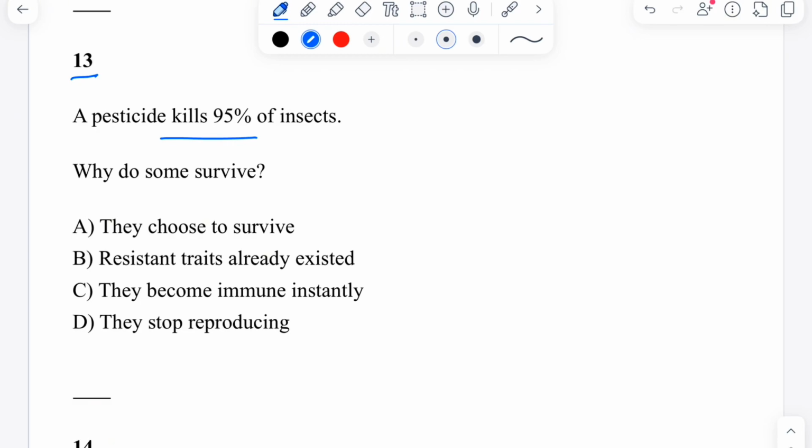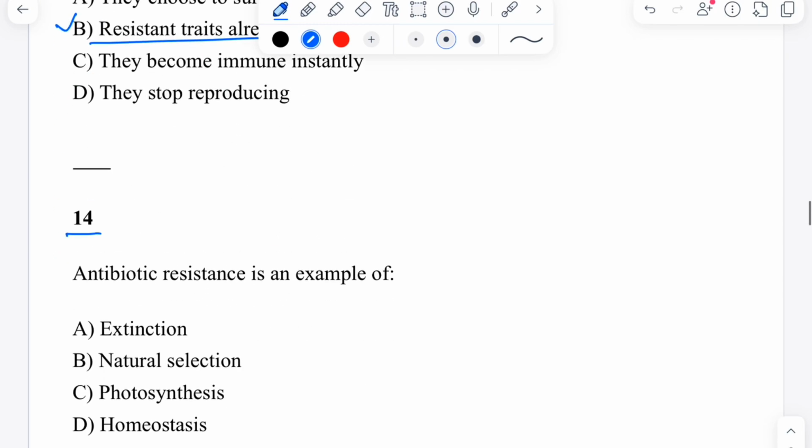Some insects already have genes that make them resistant. When pesticides kill the others, the resistant insects survive and reproduce. So, option B.